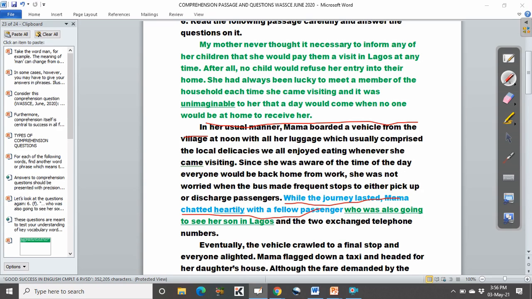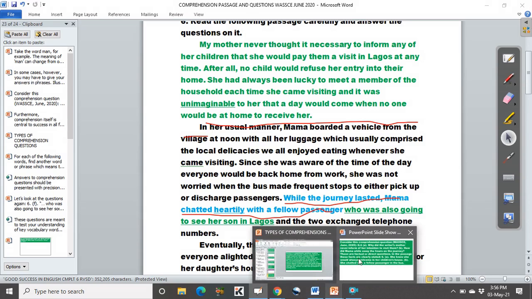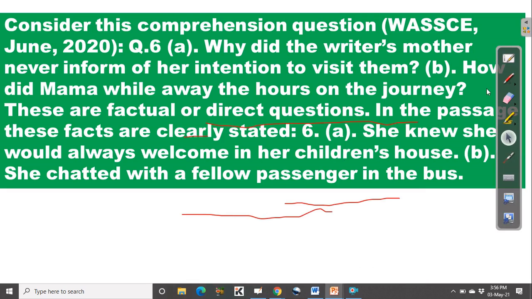How did she while away the time? She was engaged in a conversation with a fellow passenger, or she chatted happily with a fellow passenger. That was how she whiled away the hours during the journey. All right? So now let's get back. Let's wipe away these marks so that we can see quite clearly. So you can see exactly what we mean by factual or direct questions.